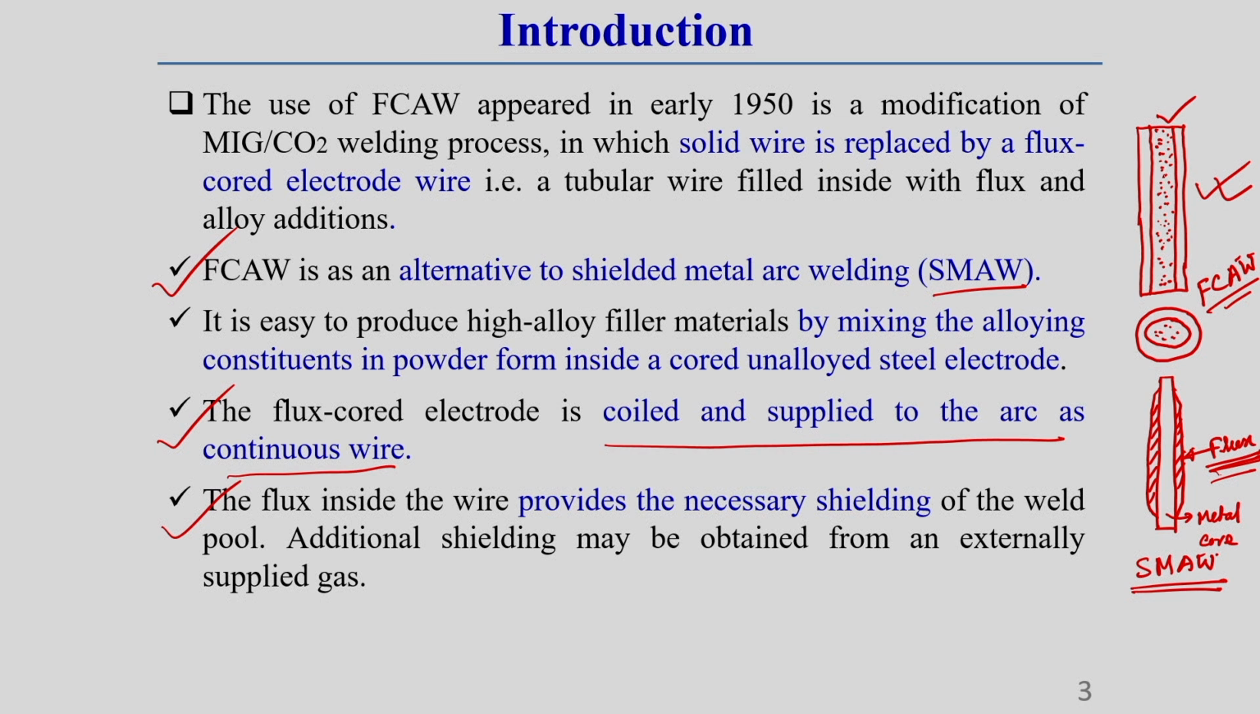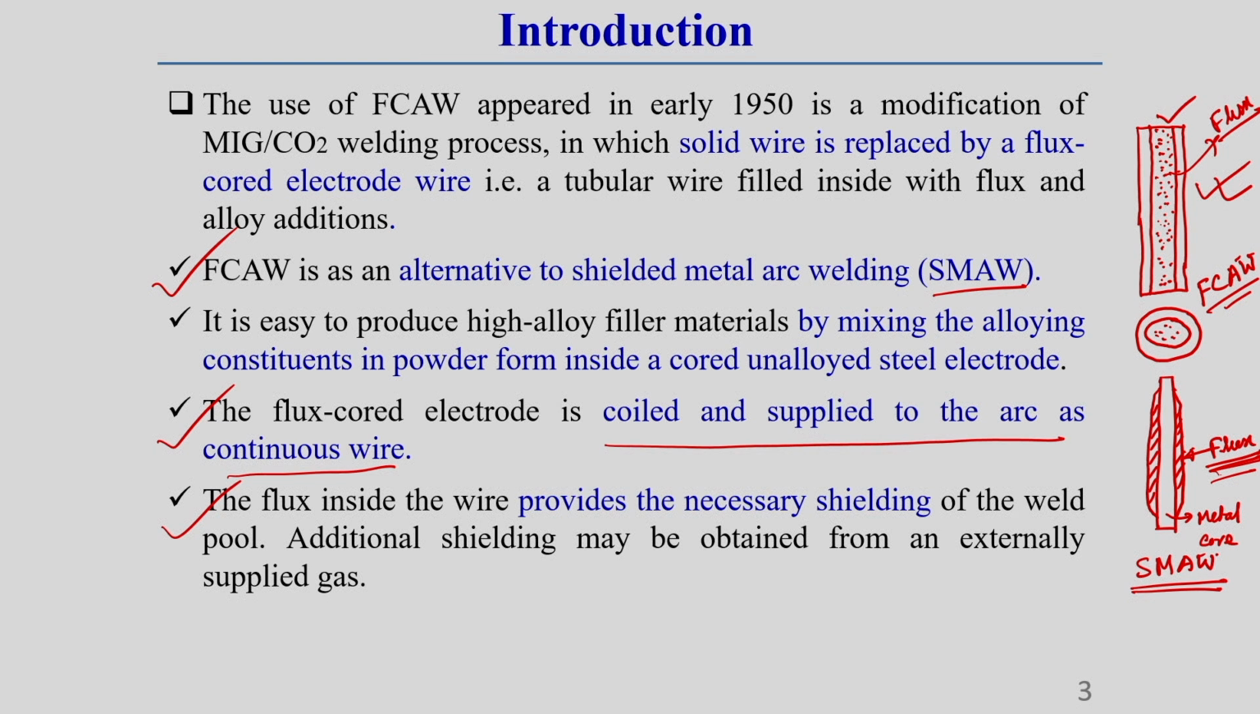Now, whatever shielding is provided here is generally developed by the burning of the flux, the flux constituents used inside this core wire. These constituents burn and generate some gases. These gases are used as a protecting medium for the electrode as well as the weld pool from atmospheric contamination.